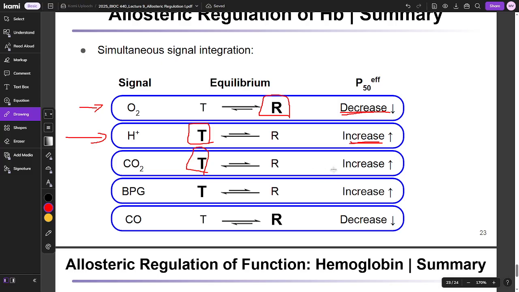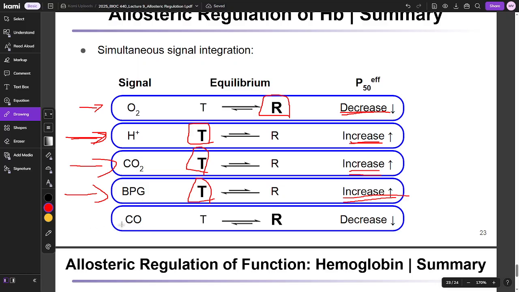Same with CO2. It binds to the N terminus, while H plus binds to the histidine. CO2 binds to the N terminus and causes a Bohr effect that releases H plus, so kind of a double whammy. It induces the T state and increases the oxygen required to reach 50% occupancy. 2,3 BPG stabilizes the T state. It has a bunch of negative charges and interacts with the positive charges on the hemoglobin, which results in the stabilization of the T state, which increases the P50. Same thing as we said before. You need more oxygen to reach 50% occupancy.